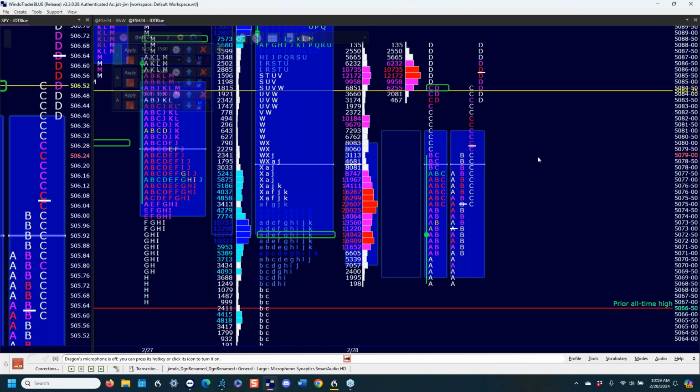Okay, other questions? Okay. How could one measure tempo if one does not have Window Trader? Well, you don't need Window Trader to measure tempo. And tempo is just its pace.